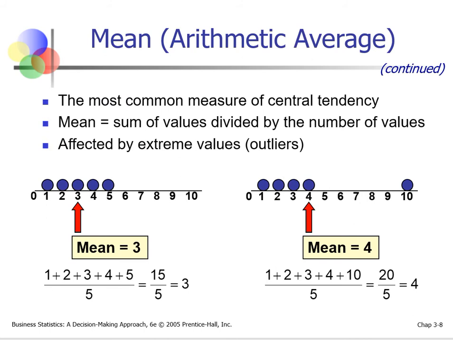Okay. Now, the most common measure of central tendency is the mean. So, that is the most common. Mean is equal to the sum divided by the number of values. However, the problem with the mean is that it is affected by extreme values, or what we call outliers. So, outliers are a part of the data set that is somewhat far from most of your data set, di ba?